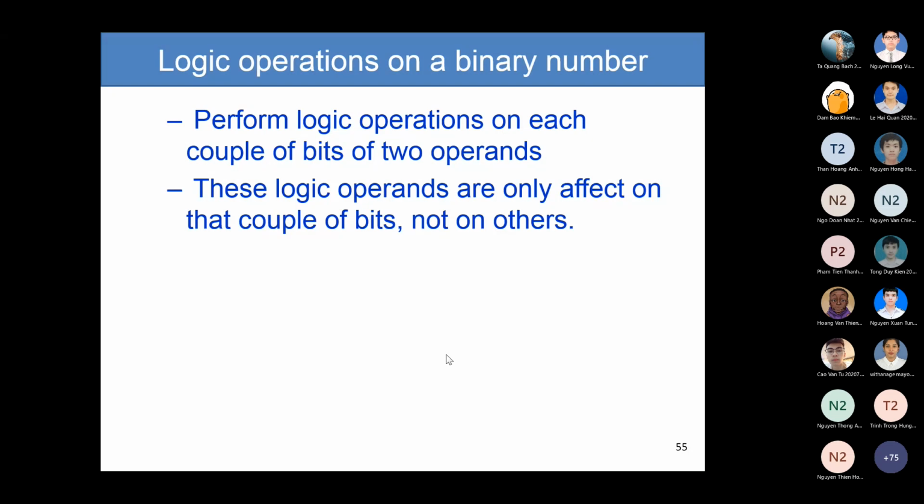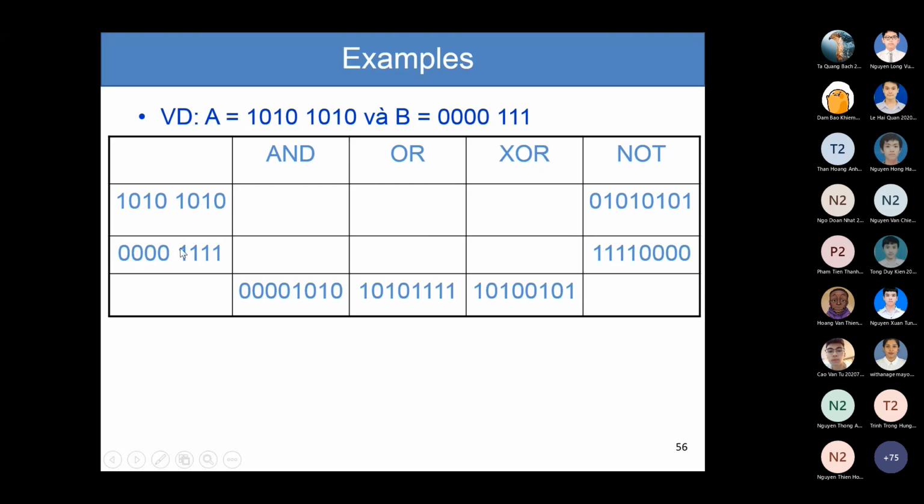Example, we have two binary numbers here as input on the left. So the AND function we do bit by bit, the OR function, XOR function we do bit by bit, and also the NOT function we do bit by bit. Okay.